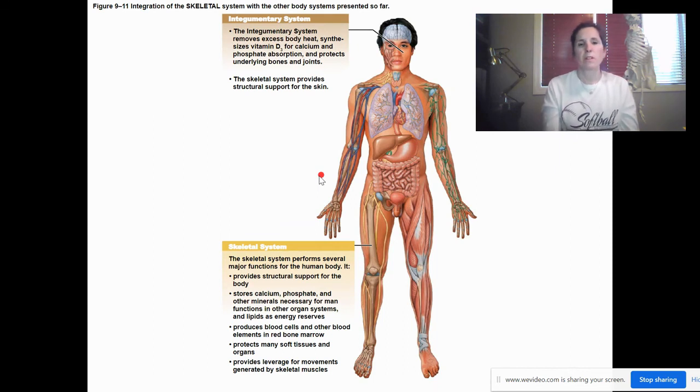So this is just the last picture. Your integumentary system, which we know is our skin, basically, removes heat, synthesizes vitamin D for calcium and phosphate absorption, and protects underlying bones and joints. Your skeletal system, you know, the functions here that we just went over, this is just showing you how all the systems work together. All right, and that is it.